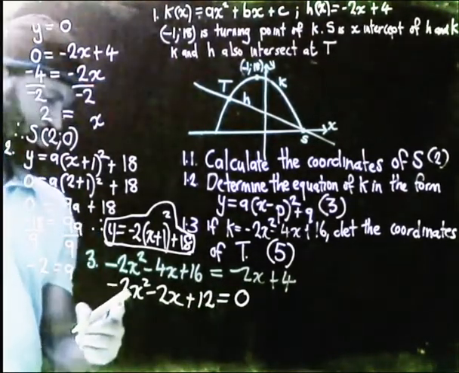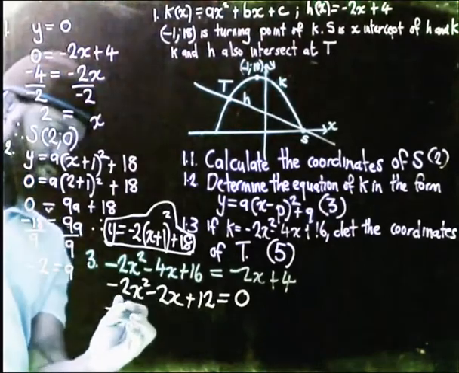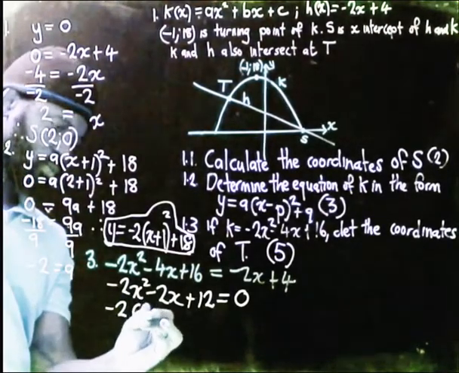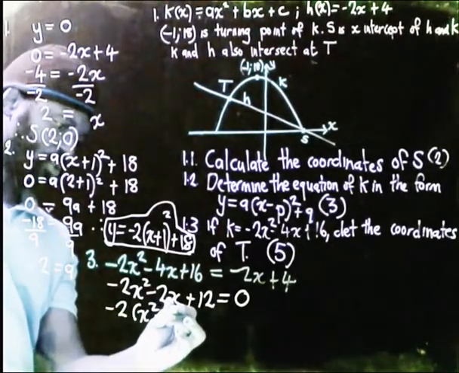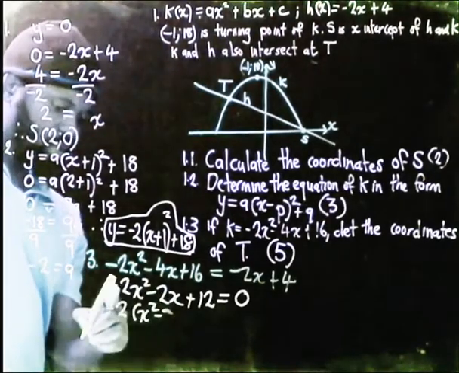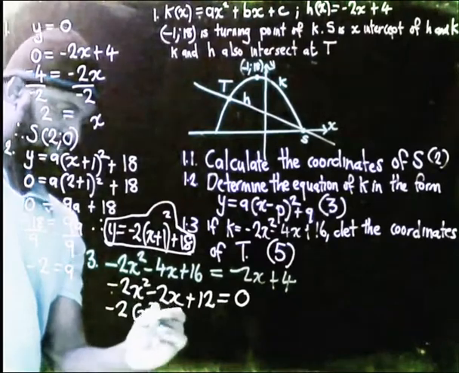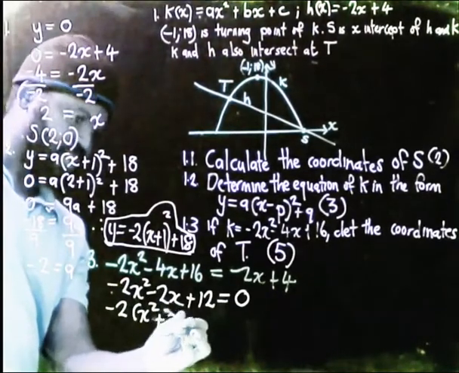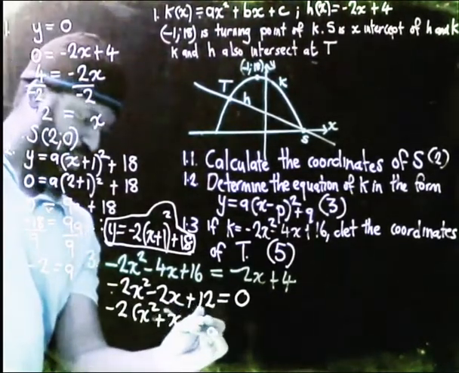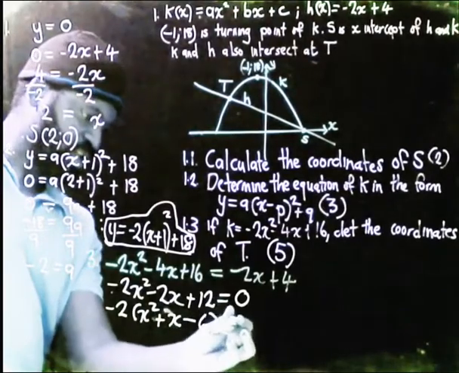It's a quadratic equation. I can factor out negative 2. I remain with x squared. Negative 2 comes out, and a negative and a negative becomes a positive. So it's now x squared plus x minus 6 is equal to 0.